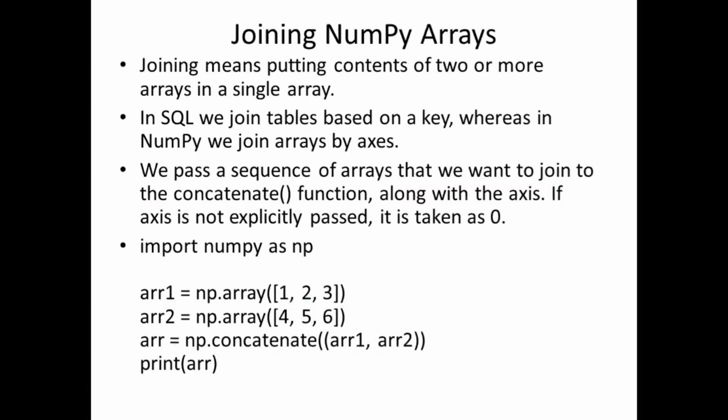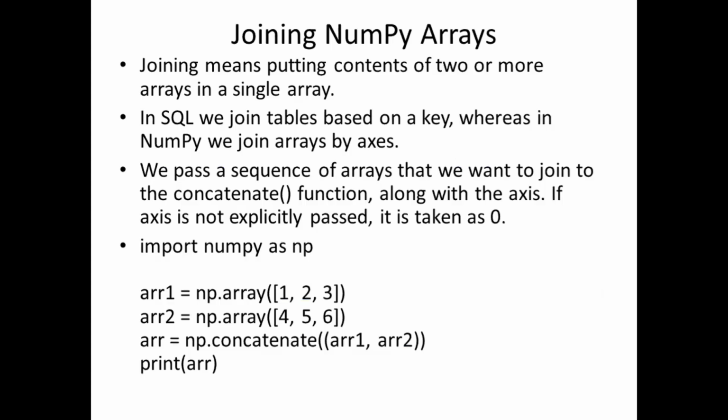Then join. Joining means putting the content of two or more arrays in a single array. In SQL, we join tables based on a key, whereas in NumPy, we join arrays by axis. Axis is nothing but rows and columns. We pass the sequence of arrays that we want to join to the concatenate function along with the axis. If the axis is not explicitly passed, it is taken as 0.